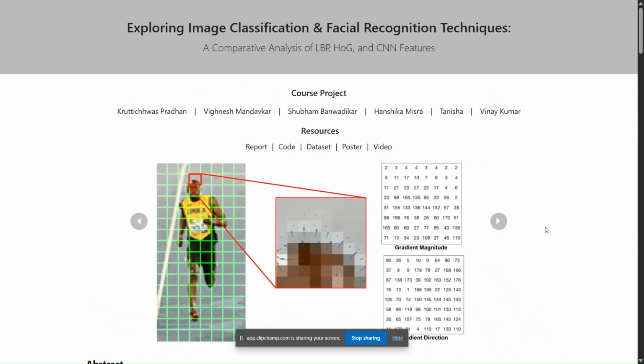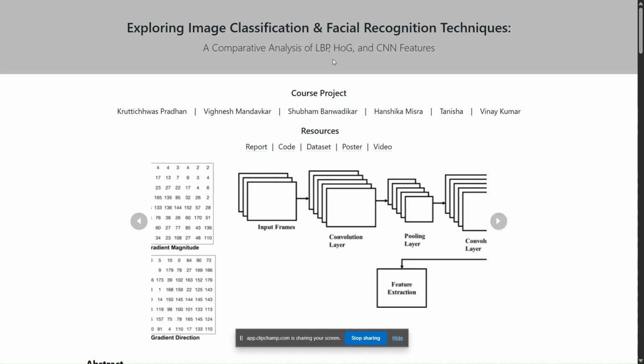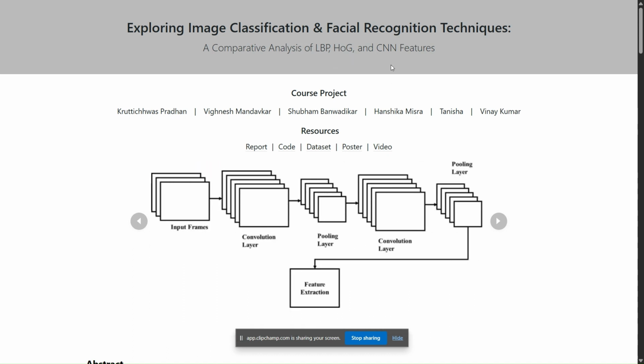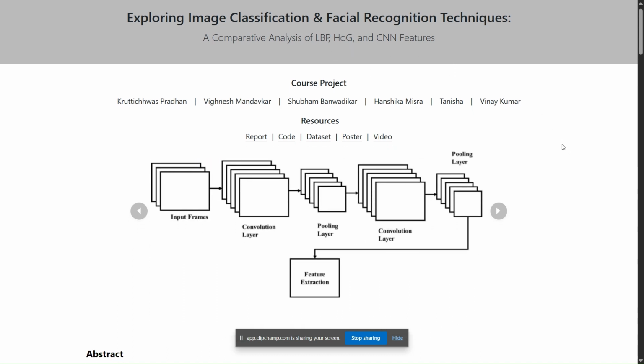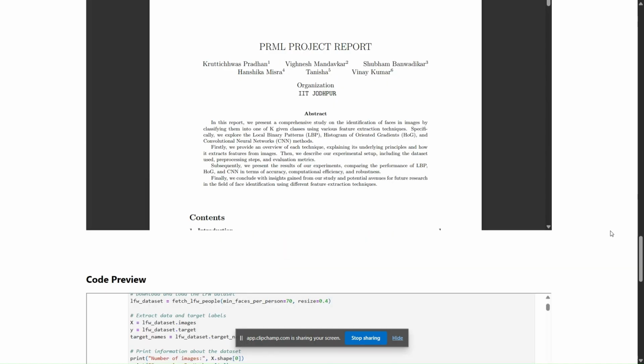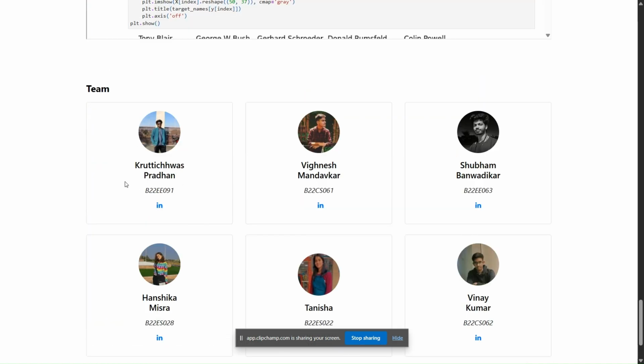Hello everyone, this is the video demonstration of our course project. Our project is exploring image classification and facial recognition techniques. Here we'll be exploring different feature recognition techniques like local binary pattern, histogram of oriented gradients, convolutional neural networks, and this is our team. That's me.